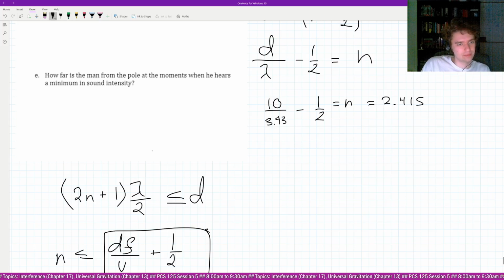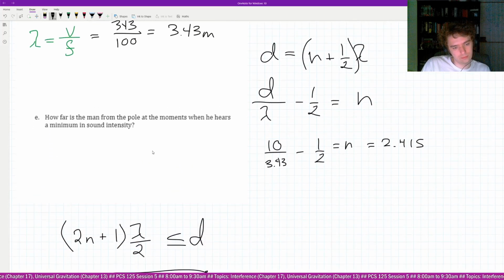Oh wait, that's all the 2n plus 1 times lambda over 2 is all the locations at which the destructive interference would occur, right? Yeah. So that's all the path length differences where destructive interference would occur, and the maximum path length difference is d. So all of the destructive interference has to occur when 2n plus 1 times lambda over 2 is less than d, because it couldn't be more, right? Yeah, less than or equal to.